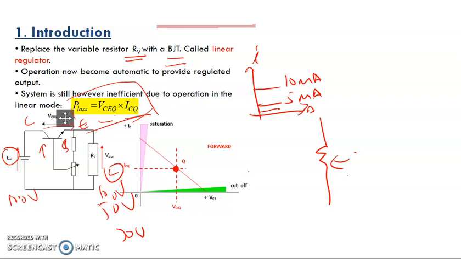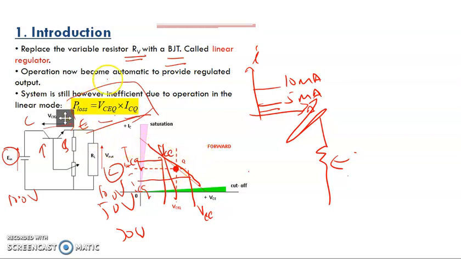So again, this kind of control is not preferable, because during operation it operates in a linear mode here. It means that at any point, maybe this is the point here, we shall have a power loss of VCE times ICQ. So maybe at a higher output voltage, at this point, we have a VCE at this point and the ICQ at this point.